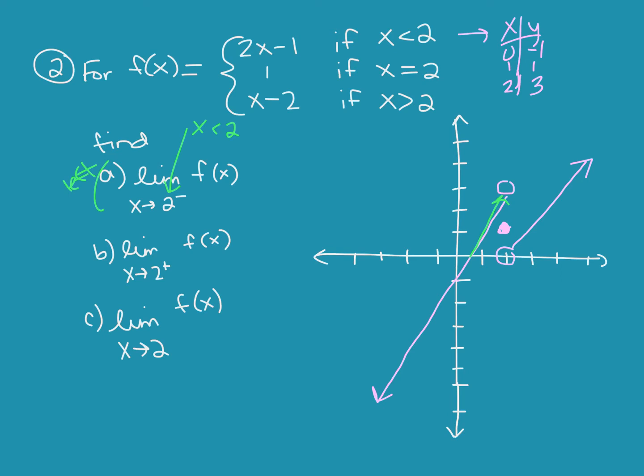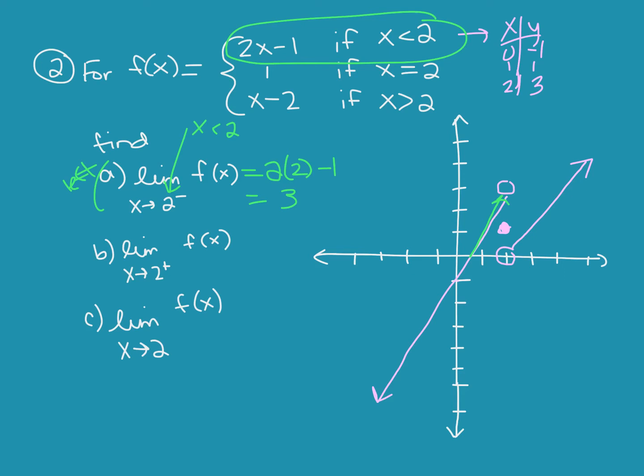Now, drawing a sketch of a graph is a little bit harder to do than actually doing it using algebra. So instead of just looking at the graph, I can actually use this portion of my piecewise function. So I know that when x is less than 2, that's going to be where the graph is approaching 2 from the left. So I'm going to plug in 2 for the x value in that portion of the function, and that actually gives me a limit of 3.